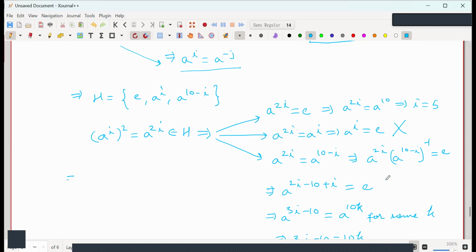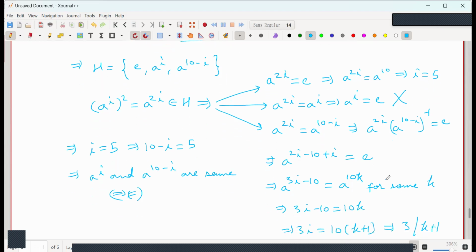So this implies i is 5, which implies 10 minus i is again 5. And that means a^i and a^(10 minus i) are the same. So it's a contradiction, because they are assumed to be different elements, right?